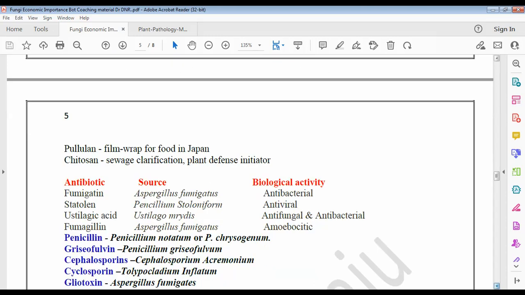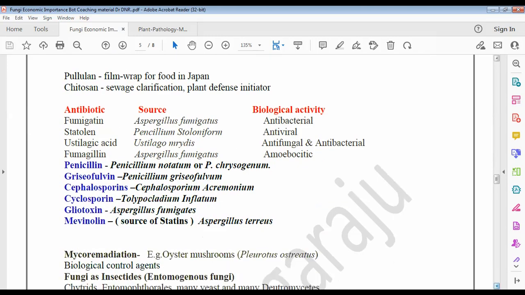Simple technique. Okay. The antibiotics: penicillin, from Penicillium notatum and Penicillium chrysogenum. Griseofulvin also from Penicillium griseofulvum. The cephalosporin from the Cephalosporium. So many products are there.